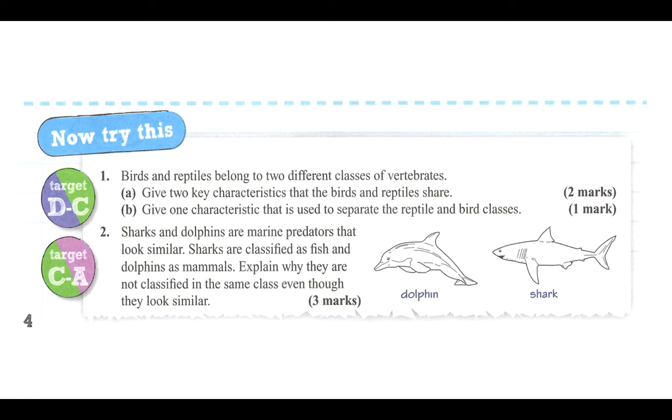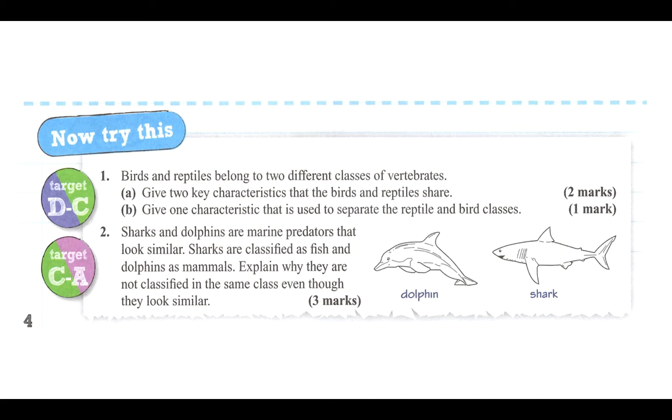The second question, which you can see here, has a target of C to A. Sharks and dolphins are marine predators that look similar. Sharks are classified as fish and dolphins as mammals. Explain why they are not classified in the same class, even though they look very similar. So, here you could have used a few different ideas, but the answer that I have here in front of me is that they look very similar because they have similar lifestyles, and they are both fast-swimming predators. So evolution has forced them to look very similar and has selected the adaptations that they have.